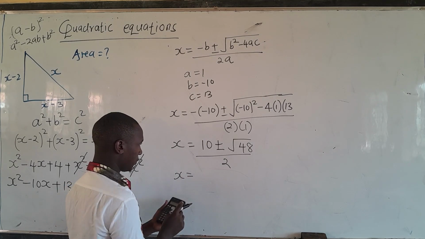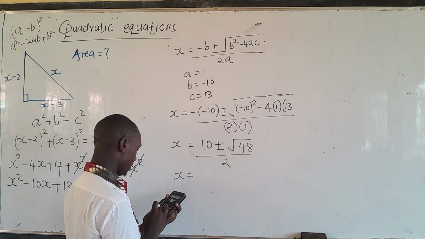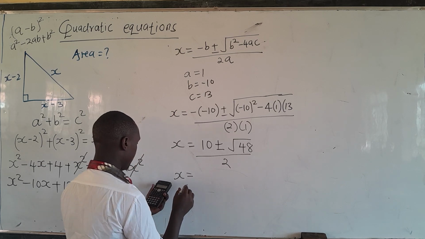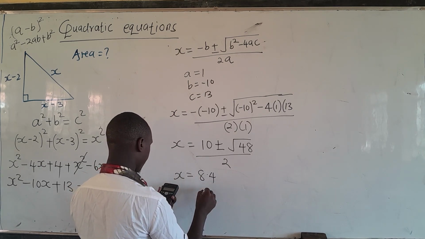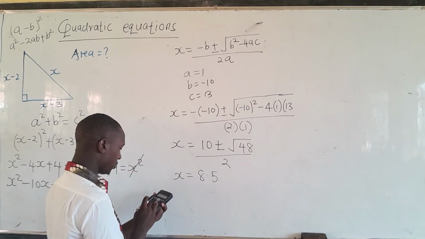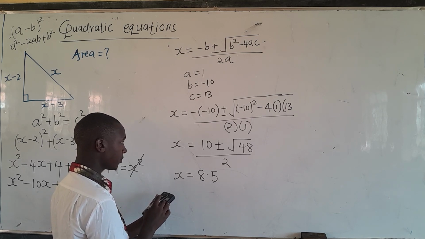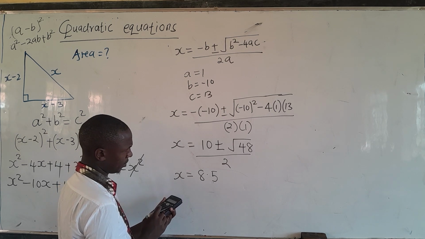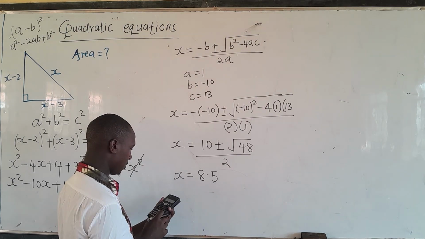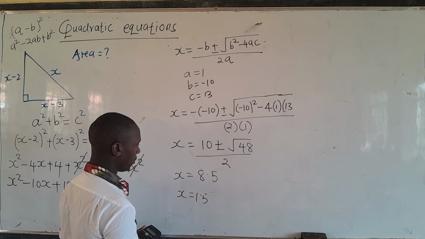So x equals root 48, we add to 10 and divide by 2. That is going to be approximately 8.5. And the second value is going to be 10 minus root 48, divided by 2. So x equals 1.5. So we have two values of x, 8.5 and 1.5.